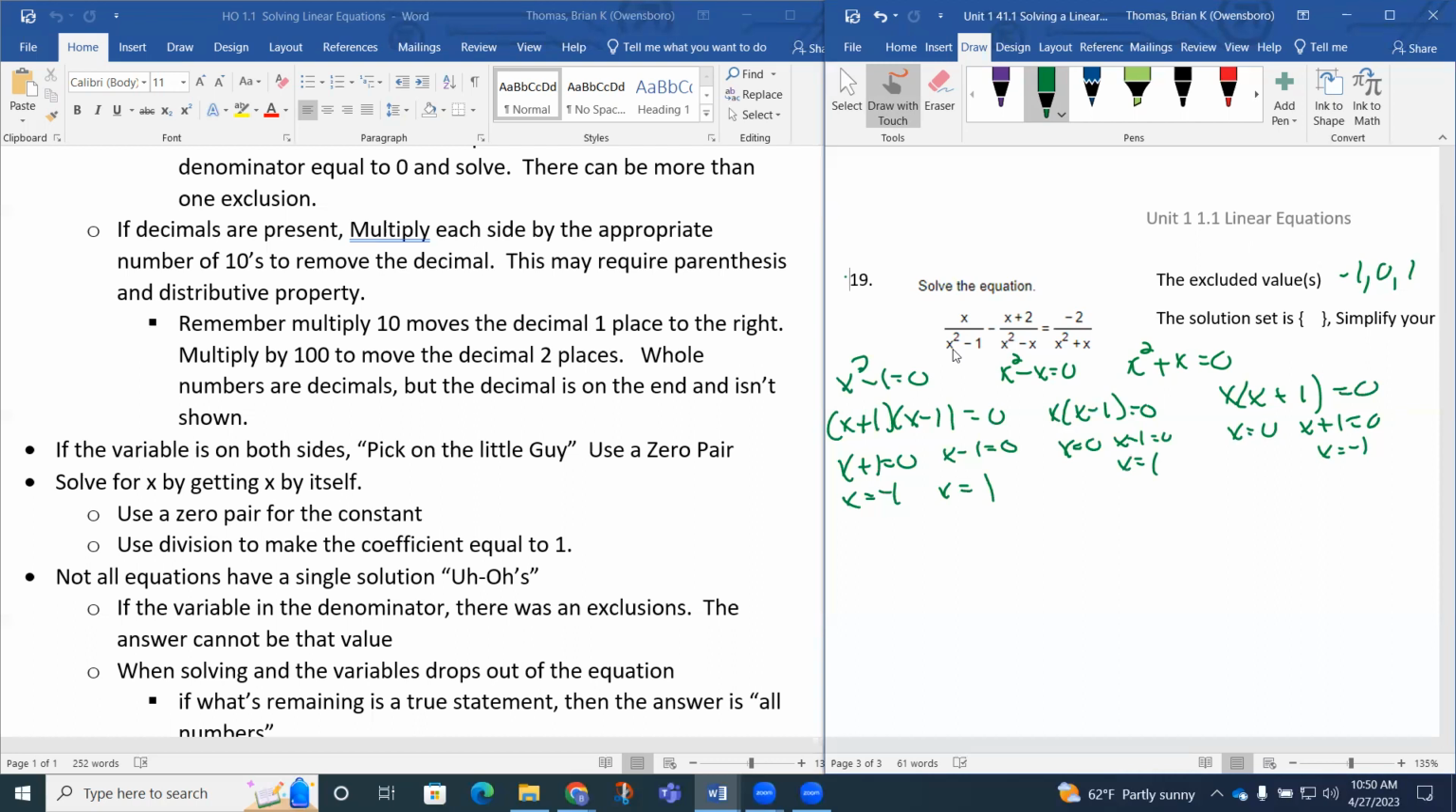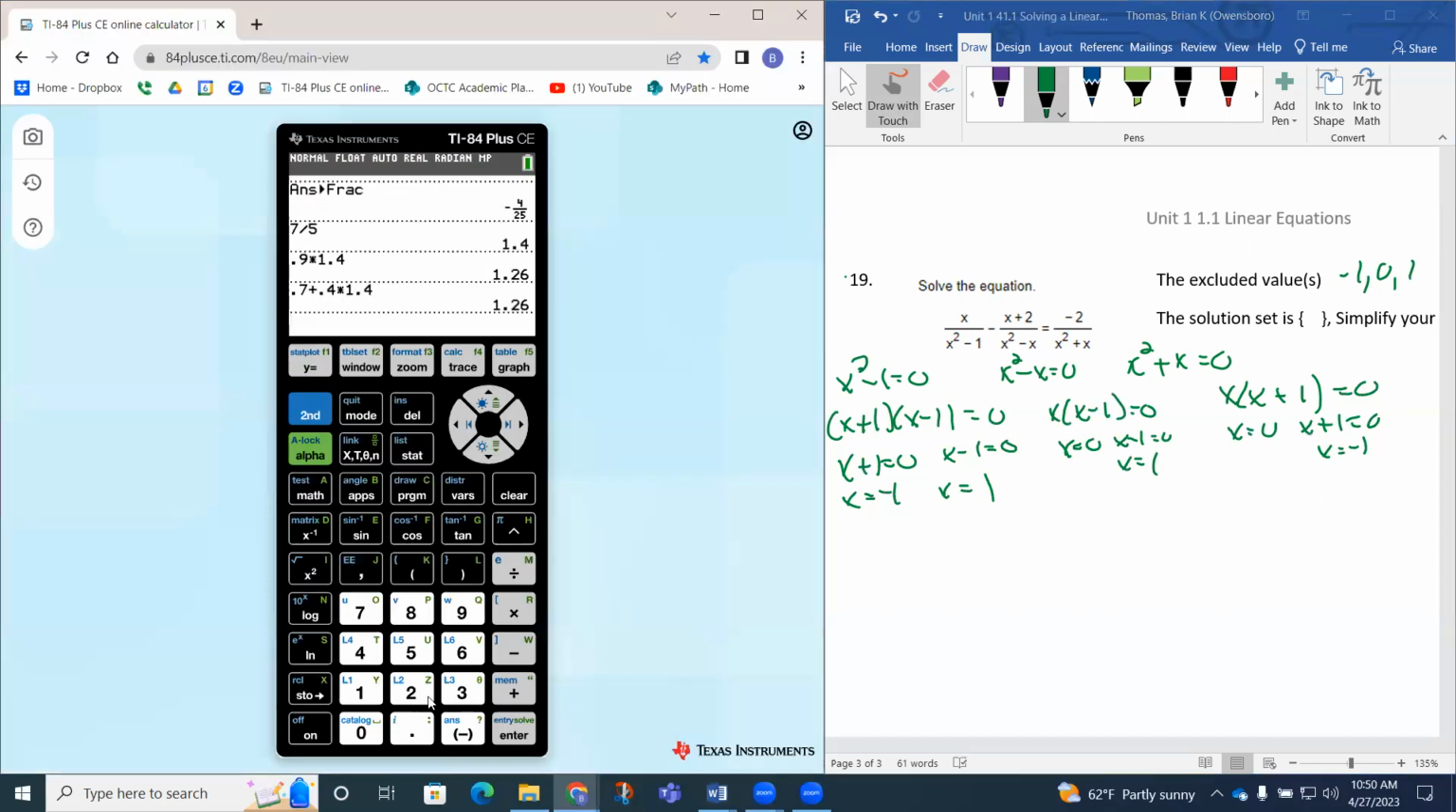So if we look at this first equation, if I put a 1 or -1 into that bottom, let me use my calculator here for a second. Notice that if I do 1 squared minus 1, that turns into 0 on the bottom. And again, we cannot divide by 0. If I put a -1 in, notice we have to use parentheses here: in parentheses, -1, close parentheses, squared. If I subtract 1, hit enter, notice that also gave me 0.